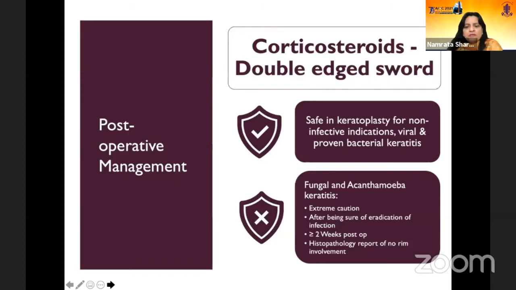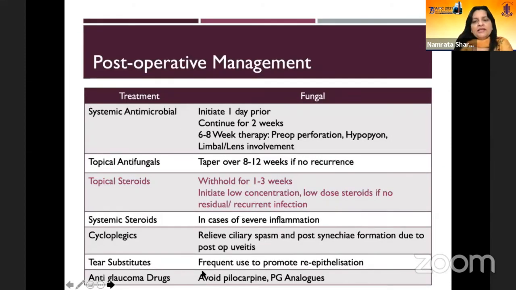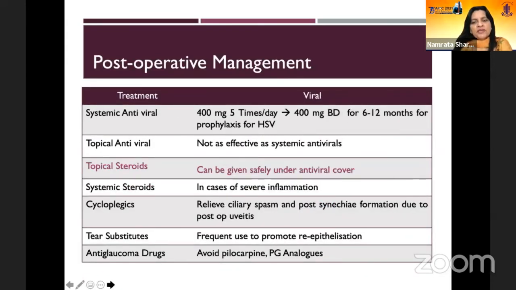Post-operative management would consist of something like this. So systemic antimicrobials or antibacterials, then topical antibiotics, and steroids can be given for cases of bacterial keratitis. Steroids are initially given under antibiotic cover for 48 hours. And then in fungal keratitis, we like to withhold them for 1 to 3 weeks, following which topical steroids can be given, provided epithelialization has occurred and provided there is no recurrence. In viral, they can be given under the viral cover.